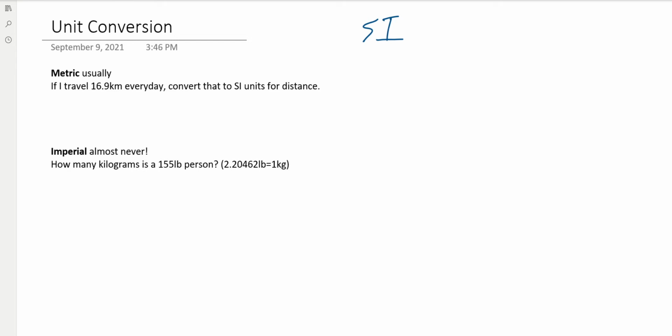And so one of those is we use meters, right? And so you'll be given things like centimeters, right? Or kilometers, right? But you have to transfer it into meters. Well, let's do that right now.